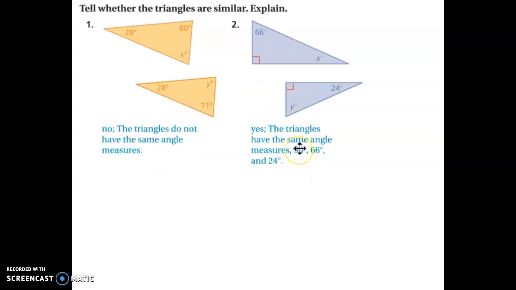So we see they both have that 90 degree, and well, this one has a 66 degree and a 24. So they have the same angle measurements, so they are the same. And really that number 2 is exactly what I showed you when we were talking about similar earlier on, where I drug my little triangle to the 3 corners. They all measured out the same. All right, let's keep rolling.